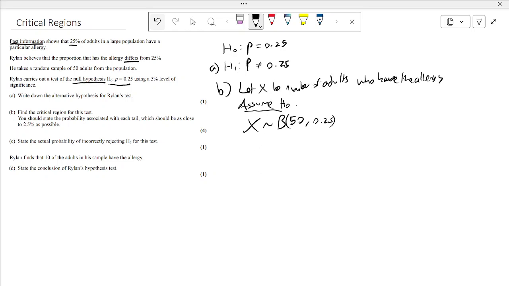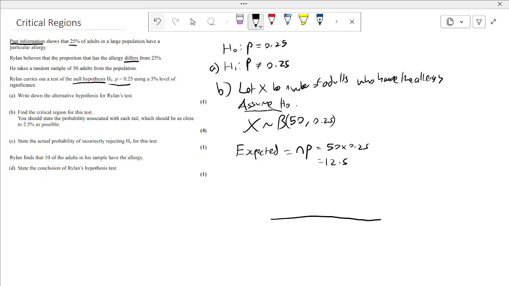Okay, so first thing to think about, and you have to do this for a two-tailed test, and it's even useful still for a one-tailed test, is what's the expected number of adults to have this allergy? Okay, 50 adults, 25% chance of it happening. The expected is going to be NP. In this case, 50 times 0.25. Essentially just 25% of 50, right? That's how many we should expect to have the allergy. In this case, it's 12.5 adults out of that 50.